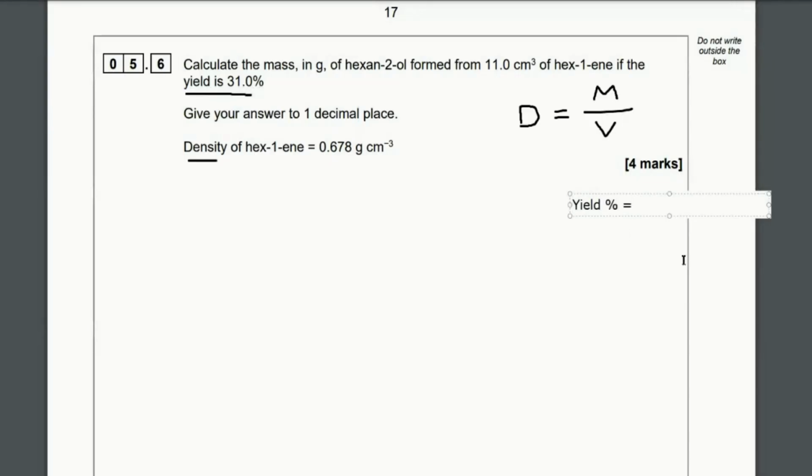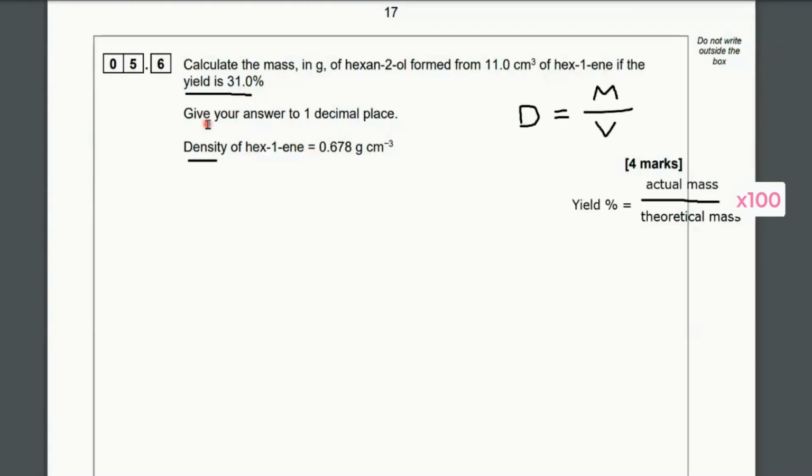So D equals M over V. You're also going to need the yield calculation. So we want actual mass over theoretical mass times 100 equals the yield. And here they've actually given us the yield, but we're missing that actual mass, and that's what we want. We want to basically find the actual mass.